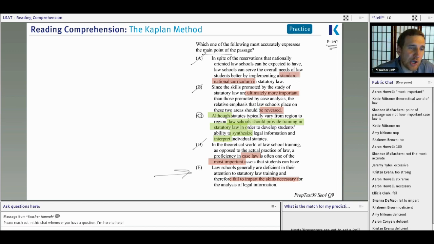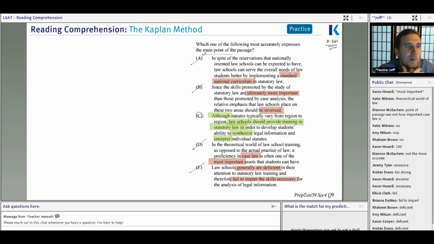Also saying that they are generally deficient. Yes, the author indicates that there's a problem, but we don't know for sure that law schools are just generally deficient across the board. So that language is a bit much. Please also note it's not doing all the great things that C was in terms of saying there should be more statutory law training. Here are the positives associated with it, and here's that negative that doesn't matter. Really, answer choice C hits everything that the passage does.